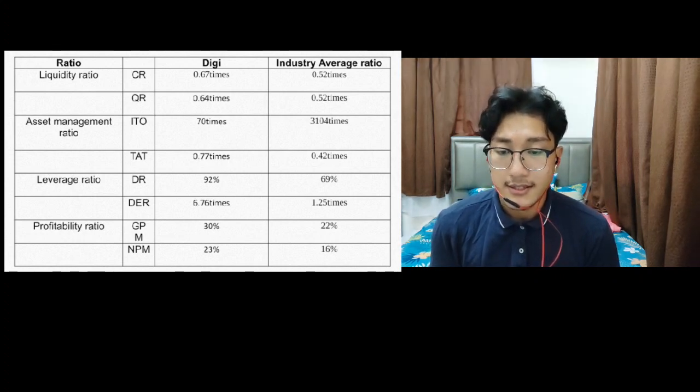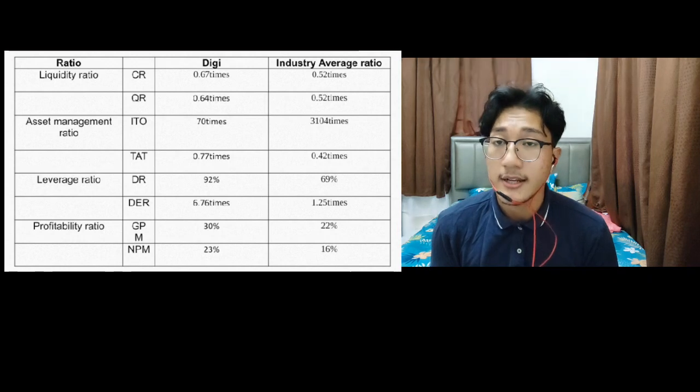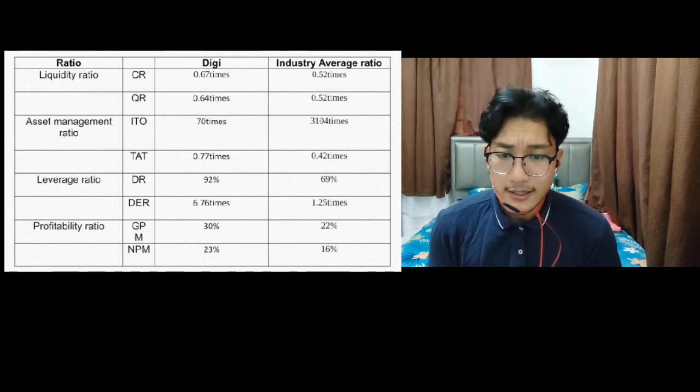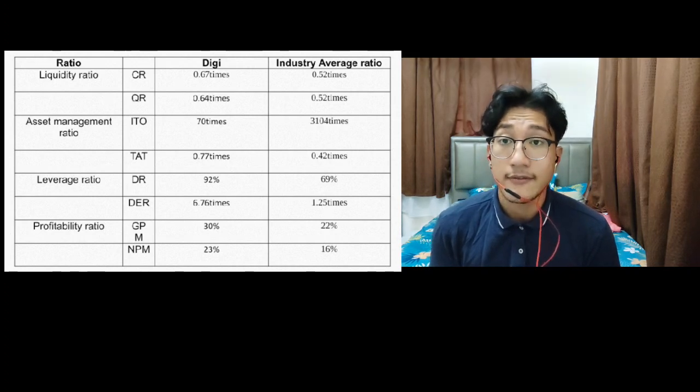This is because Digi company has plenty of cash or liquid assets on hand, and can easily pay any debts that may come due in the short term. That is an indicator of high liquidity and financial health.